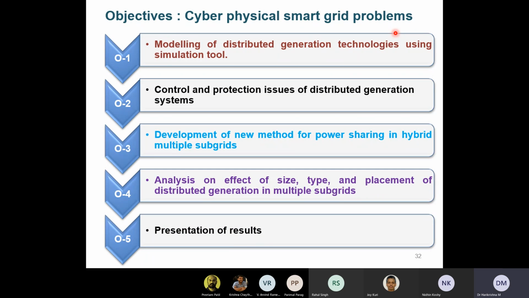One of the ideas I proposed is how, in future, it can be further extended. How the cyber physical system can be modeled in a simulator, using programming or using hardware, and the evaluation of control and protection algorithms in order to improve the network performance. Also, development of a new method for power sharing in hybrid multiple subgrids, and evaluation of these issues under various network configurations, either the effect of the type of DG or the place of distributed generation, which is already defined in the literature review, and it needs to be validated for various scenarios. After that, I'm interested to present those results in future in various scenarios.